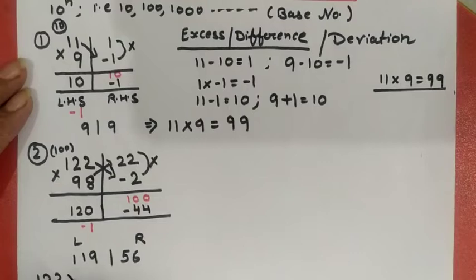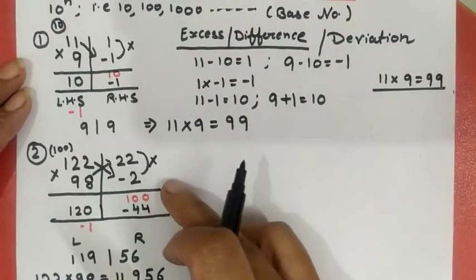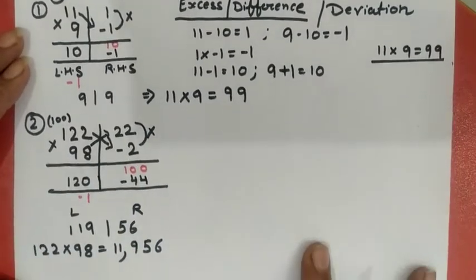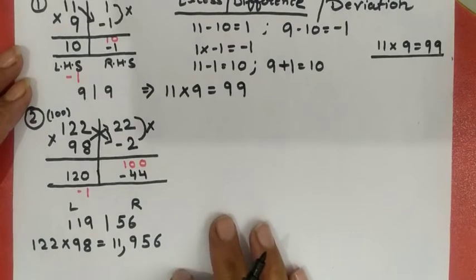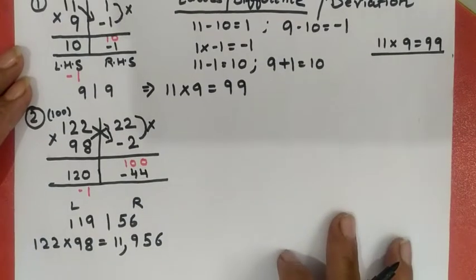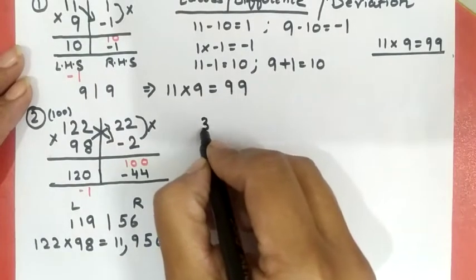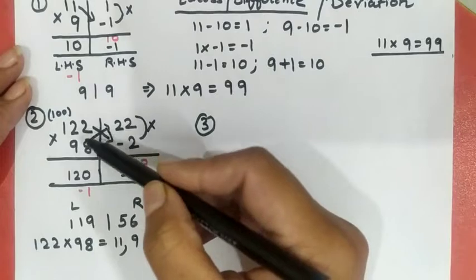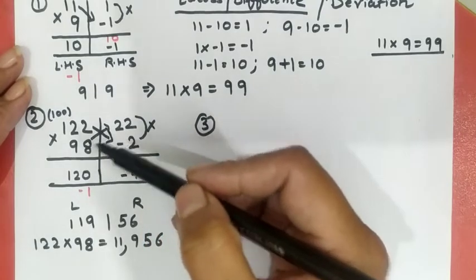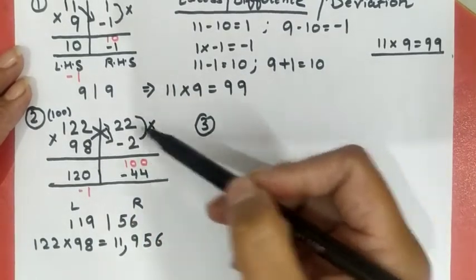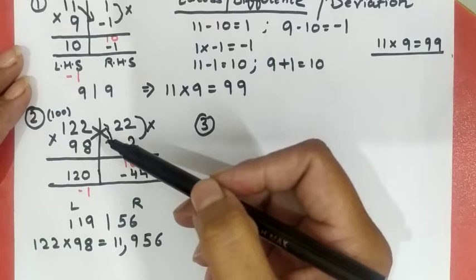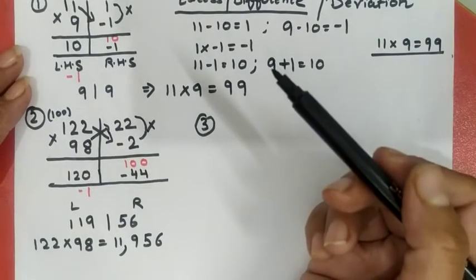See, such a big question. 122 into 98. The answer is 11,956. And all these calculations you have to perform mentally. You are not supposed to write so much of this as you go on practicing the method. But still, on multiplying 122 into 98, if you do it with your traditional method, performing this method is taking much lesser time than our traditional method.